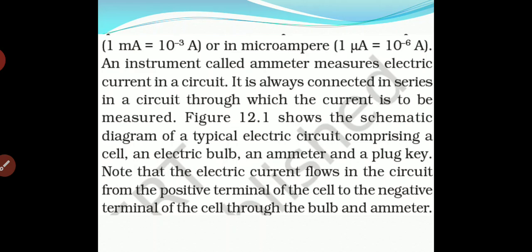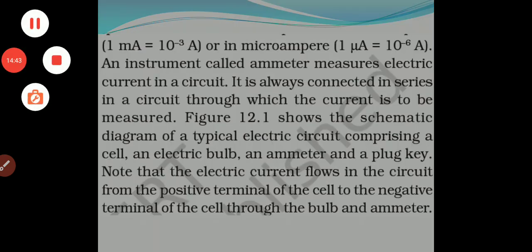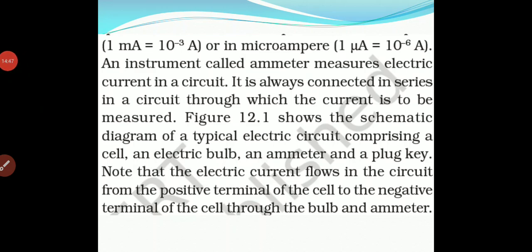So, the schematic diagram of a typical electric circuit comprising a cell. In the circuit you have seen the presence of a cell, electric bulb, ammeter and plug key. Note that the electric current flows in the circuit from the positive terminal of a cell to the negative terminal of the cell through the bulb and ammeter. In this circuit there is a battery, one bulb, and one ammeter, which measures how much electric current is passing in the circuit.